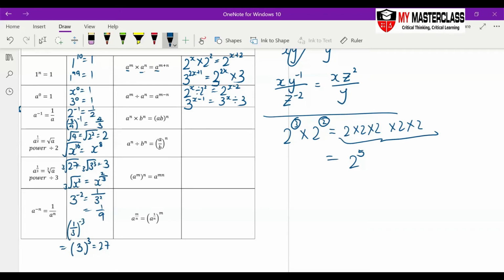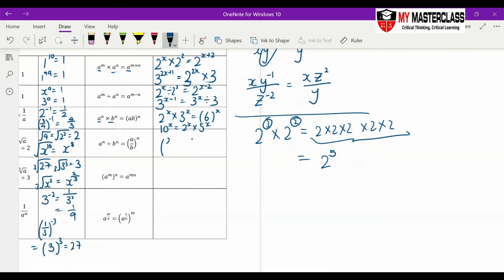Now, if you have different bases but the same power, you can also combine them together. Something like 2 to the power of x times 3 to the power of x equals 6 to the power of x. The other way goes around as well. So if I need to find 10 to the power of x, always look for 2 to the power of x times 5 to the power of x. Same thing: 2 over 7, to the power of x, equals 2 to the power of x divided by 7 to the power of x.